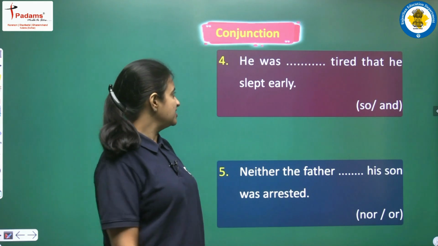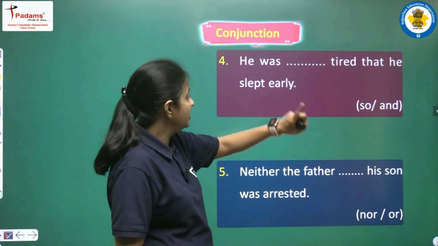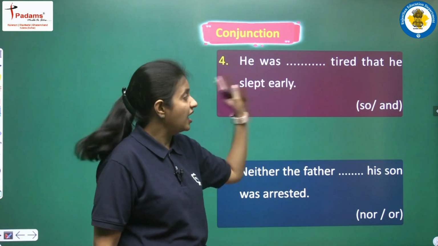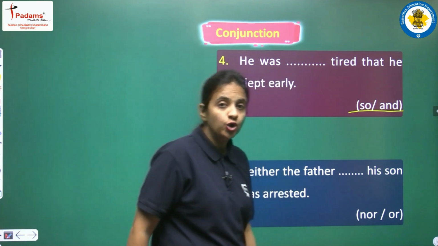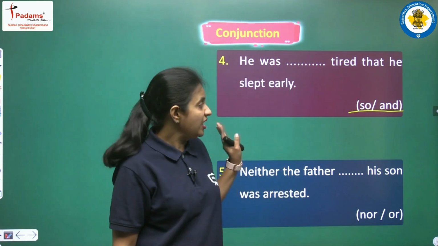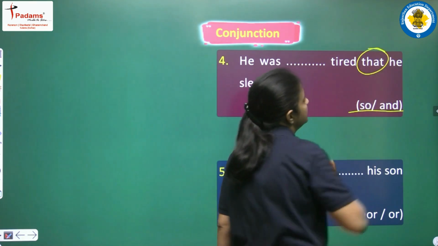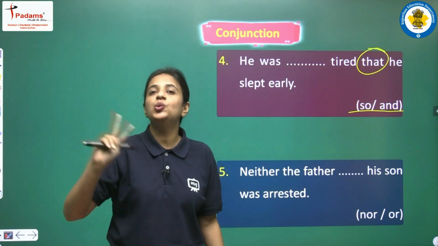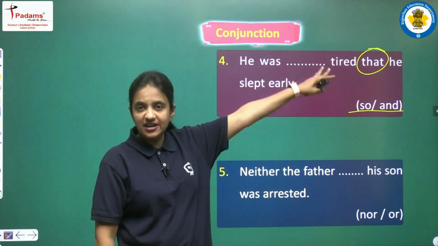Moving on, next sentence we are having here. He was tired that he slept early. We are having two options with us. Options given to us are so and. Okay, and we have discussed in the previous video that we are having this conjunction in which we are having two words. They are so and that, and the same thing we are trying to show here.